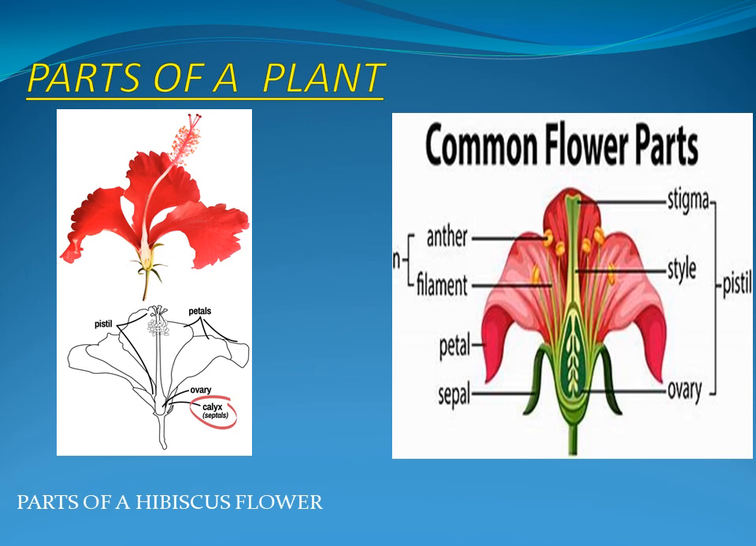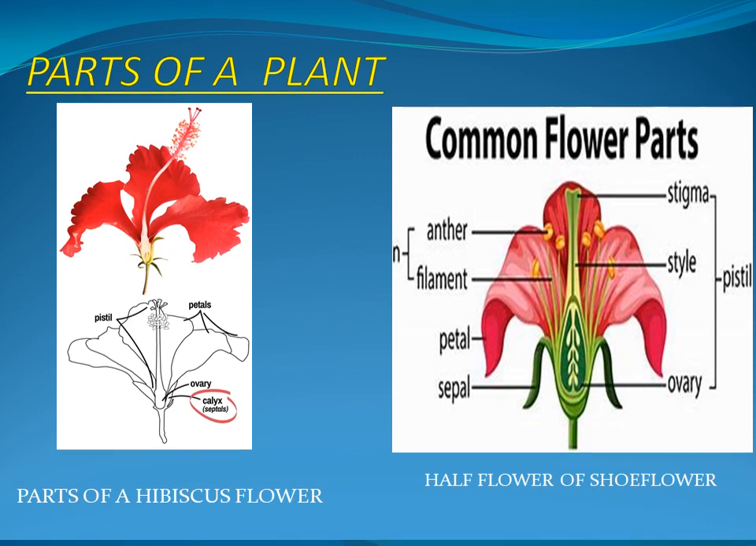This is the sepal, ovary and petals. So the next one is common flower parts: the stamen, petal, sepal, stigma, style, and ovule.